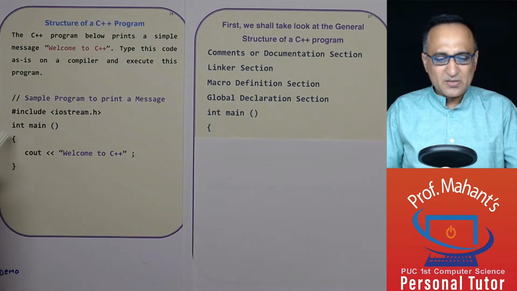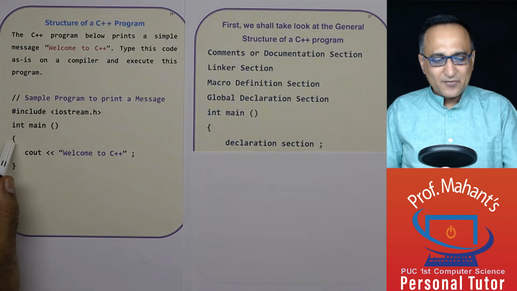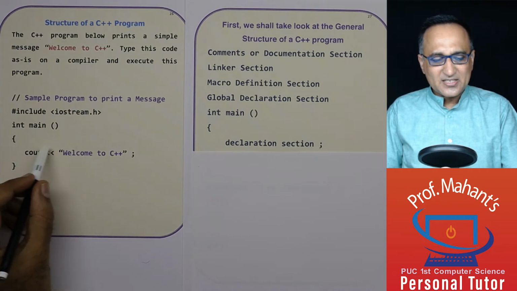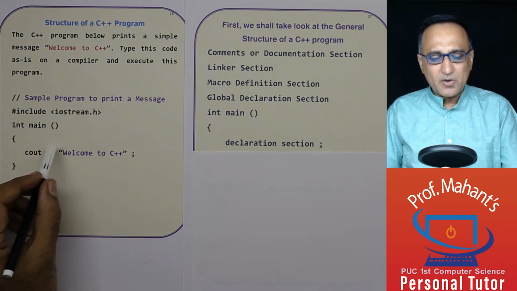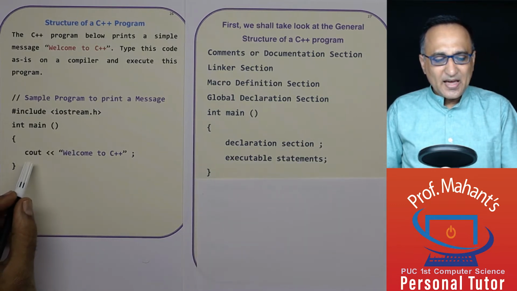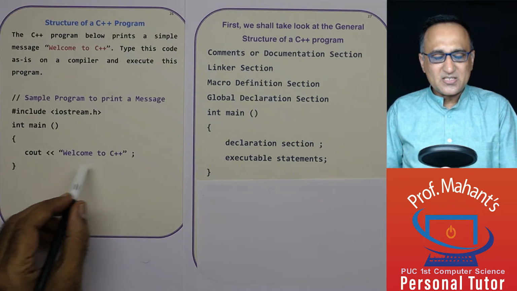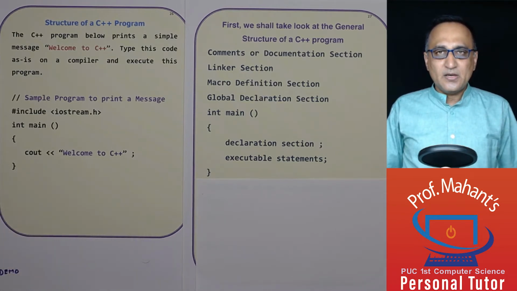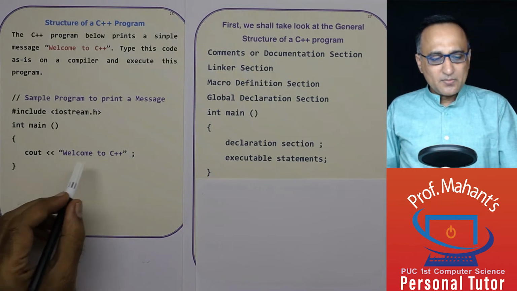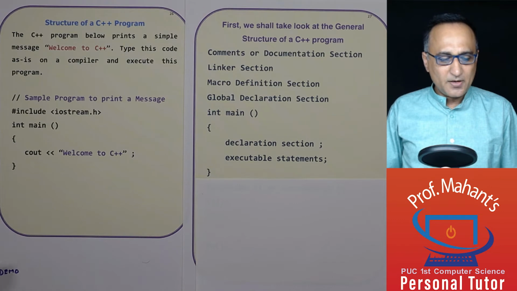Now this is very similar. Int main is the first line which is going to be taken up for execution by your computer. Now here after the flower bracket, I can declare certain variables like int a comma b comma c, if I am using any variables. Then this is an example of an instruction or a statement. What this instruction or statement is doing, it is printing a message welcome to C++. So this is an example of an executable statement.